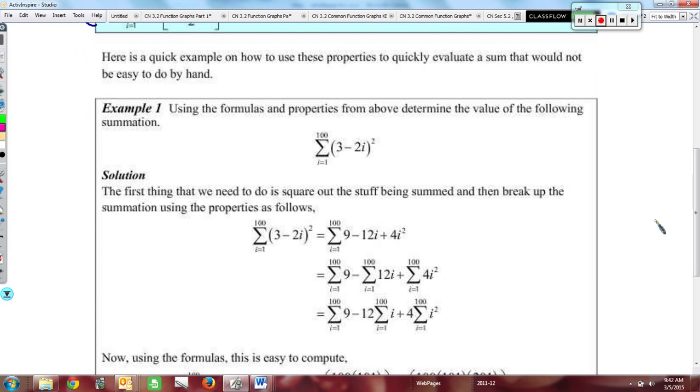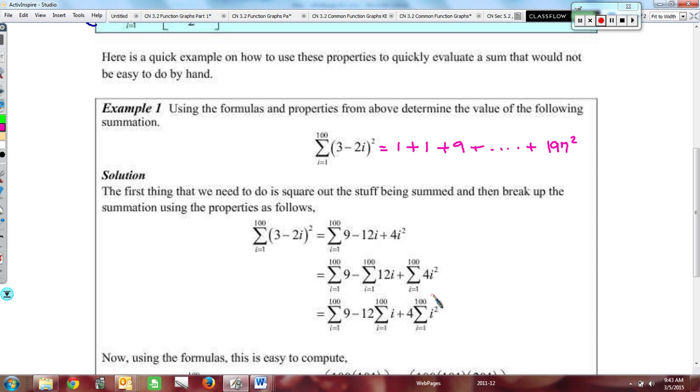All right, and then here's an idea about how to use these properties to evaluate sums that may not be easy to do by hand. For example, I really do not want to expand this out because I would have to plug in 1 and then square it, so that gives me 1, and then I would have to plug in 2, which would give me 1, and then plug in 3, which would give me 3 minus 6, negative 3 squared, 9, and you would have to do this all the way until you got to 100, and plugging in 100, 3 minus 200, and get whatever 197 squared is. Now I obviously don't want to spend the time to write all that out and do it the long way.